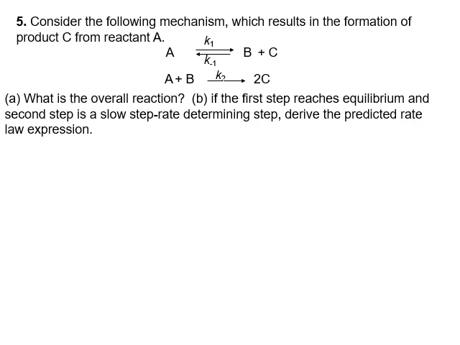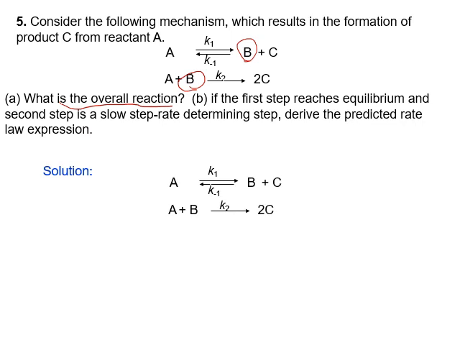Question number 5. Considering following mechanism, what is overall reaction? Okay, let's look at the mechanism. In the first step, B is the product, but in the second step, B is used as a reactant. So this B should cancel each other. And so we add these two reactions together, and we give 2A as a reactant, and the product is 3C, and that's the overall reaction.